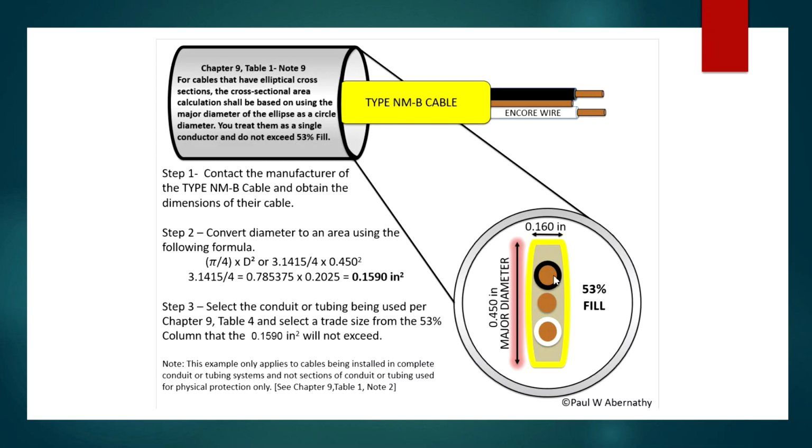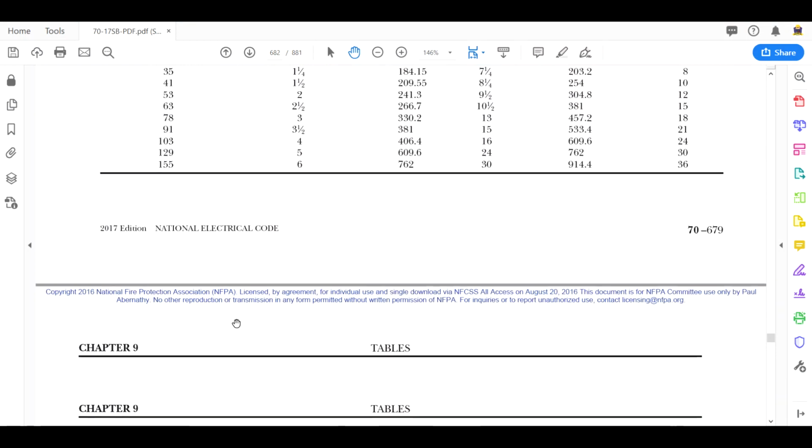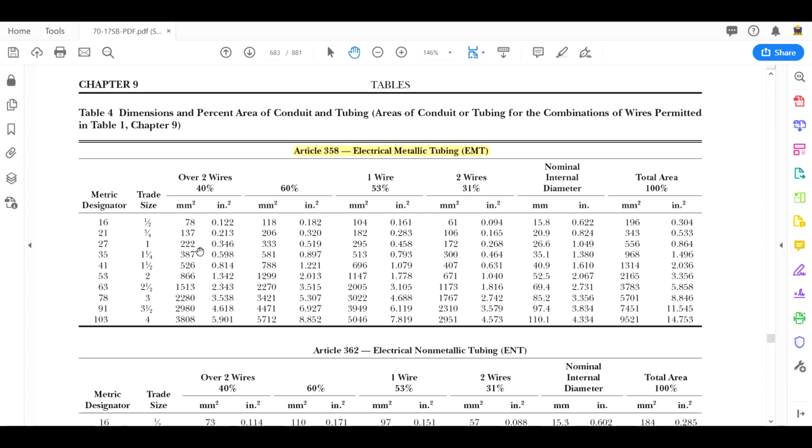So how would we find out what Raceway we could put this in? The same way we did before. We simply go to Chapter 9, Table 4, determine what Raceway we're working with, and find a Raceway that can handle 0.1590, but we don't want to exceed 53%. Okay, so in our case, let's say, what size EMT could we put this in? Well, it's 0.1590. Let's go to the code real quick and look at it. So here's the code, and we're going to go down, and we want to put it in EMT.